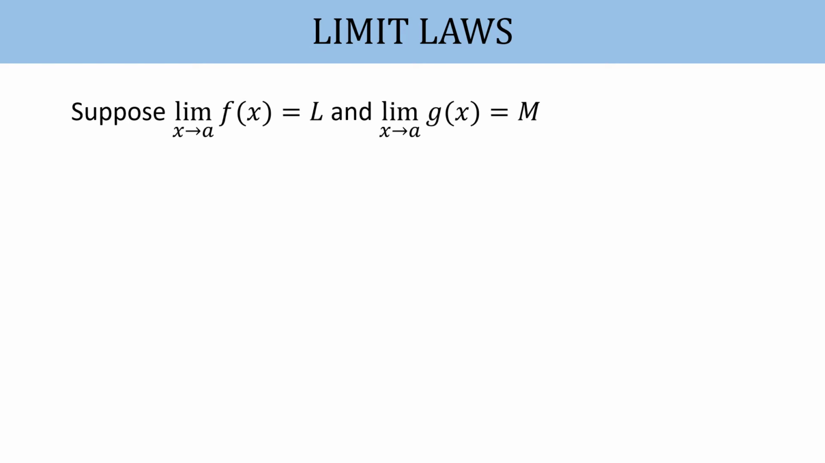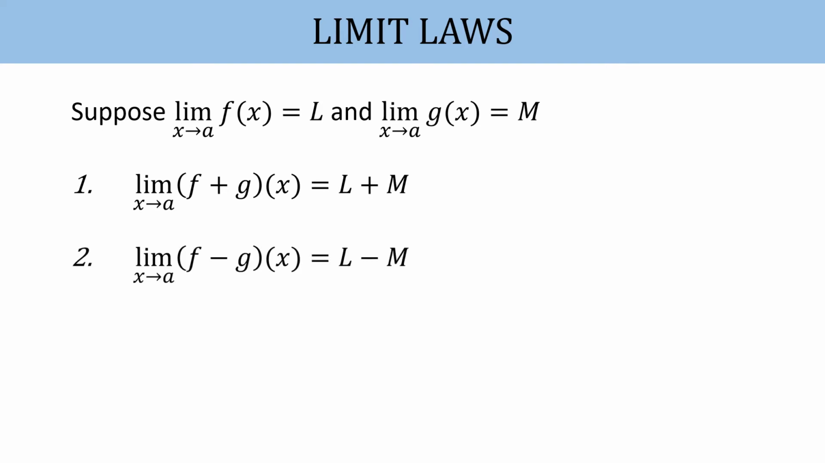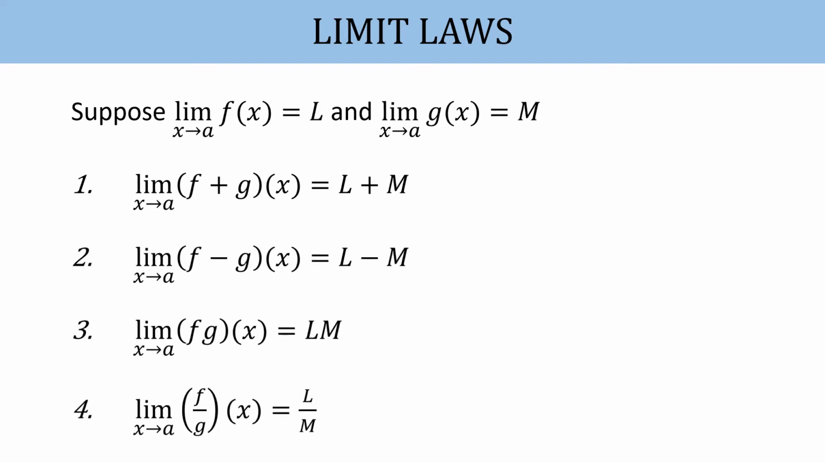Now suppose that f of x has a limit L as x approaches a, and the limit of the function g of x as x approaches a is also an existing limit, which is m. Therefore, we can say that the limit of f plus g of x is equal to the limit L plus m. The same goes for subtraction, multiplication, and division.